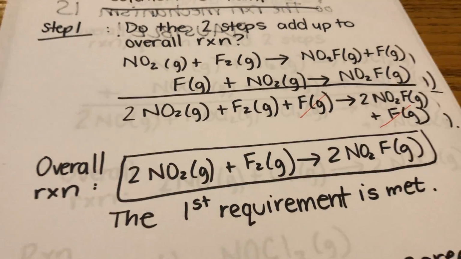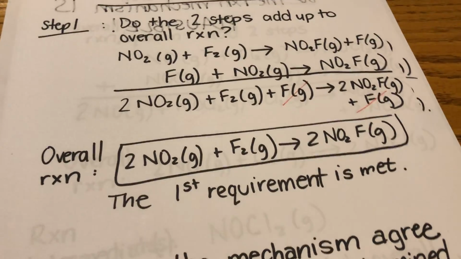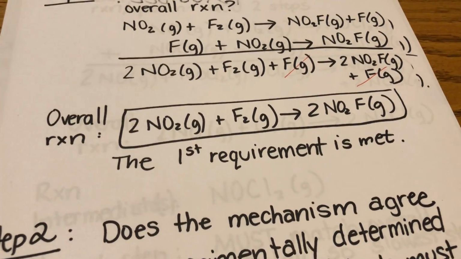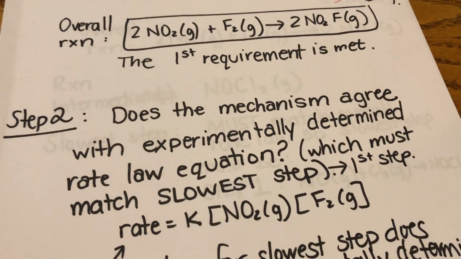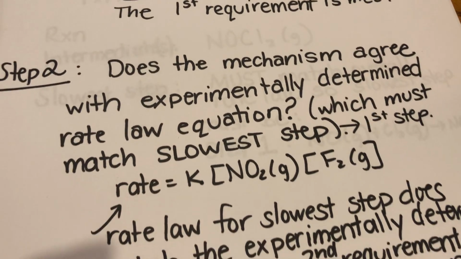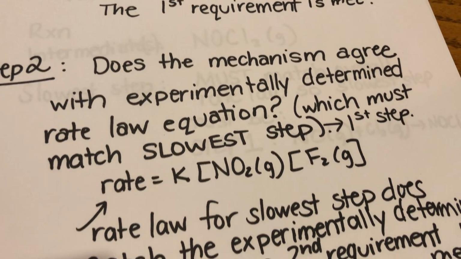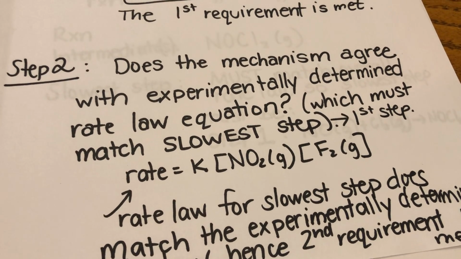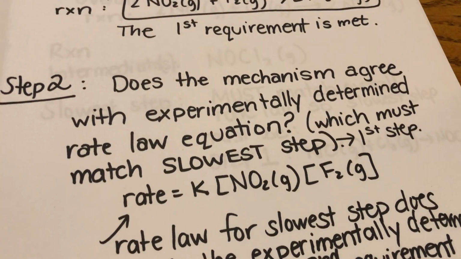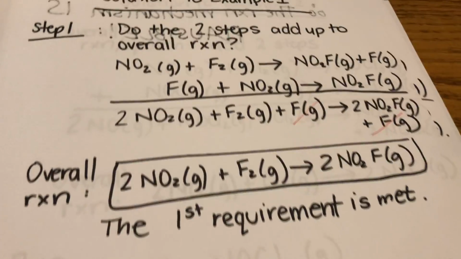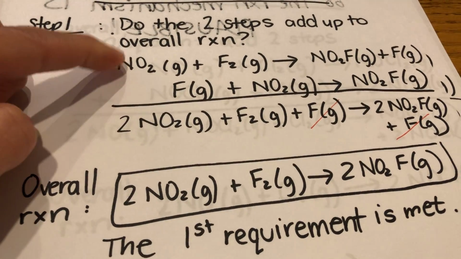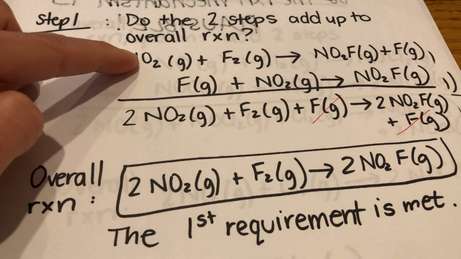Okay, if you are not done, you can simply just pause the video and copy this down. Okay, step 2. Does the mechanism agree with the experimentally determined rate law equation, which must match the slowest step, which in this case is the first step? Okay, so if you look up here, this first step was given in the question as the slowest step.